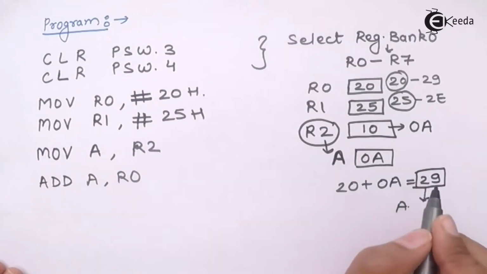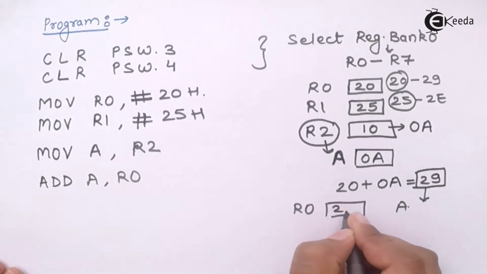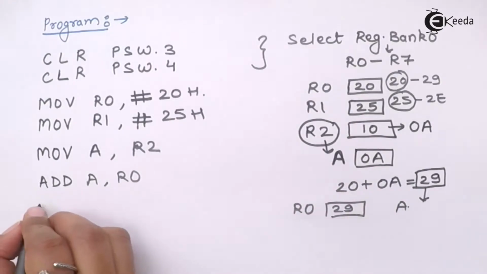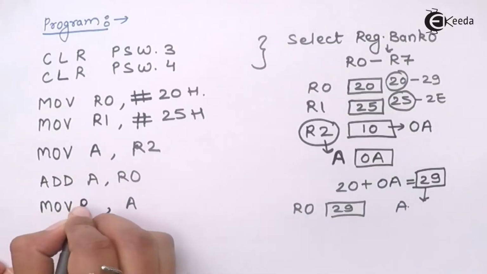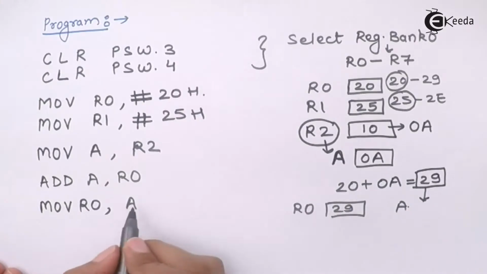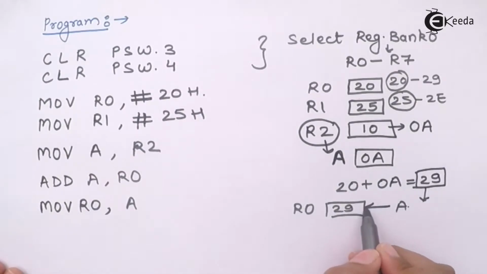Now the accumulator is having 29. So now this 29 should be shifted into R0. R0 should carry 29. So the next step will be move A into R0. A is the source, R0 will be the destination. A will be shifted into the R0 register.